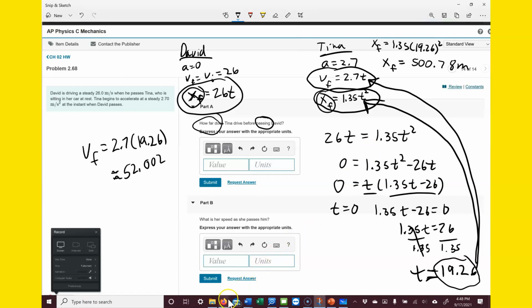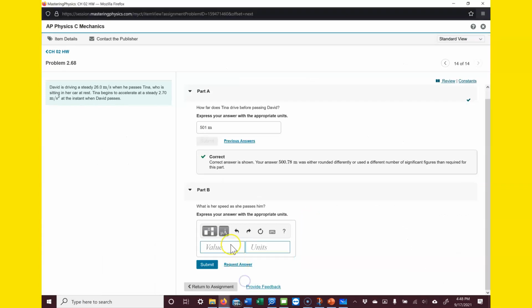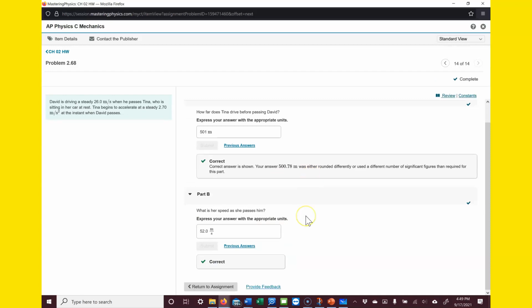Which is, I think I'm just going to put in 52. Well, it's got three significant figures. So 52.0 meters per second. That is correct.